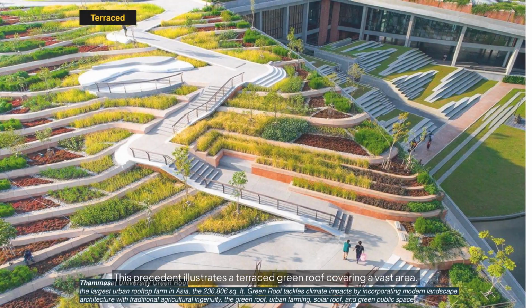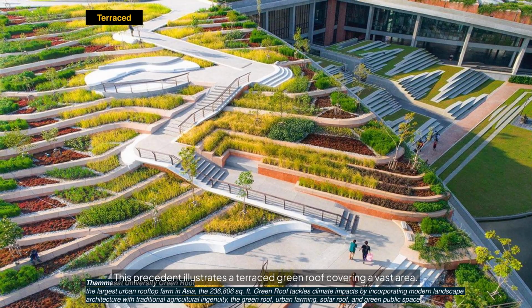This precedent illustrates a terraced green roof covering a vast area. It is one of the largest green roofs in Asia, located at Thammasat University. This terraced green roof marries traditional farming practices with modern green technology. The green roof is well blended with pedestrian ramps and stairways, providing multifunctional recreational space and ecological zone. The terraced green roof helps slow, store, and gradually release excessive water to the site, reducing flooding risks while recharging groundwater. This extensive landscape roof area contributes to restoring urban ecology and cooling down the surrounding temperature.